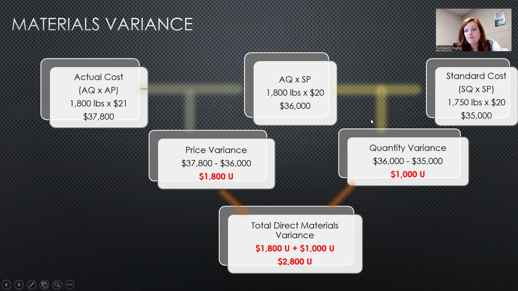Then when we compare these same factors to the standard quantity and price, that's going to tell us that it has a $1,000 unfavorable quantity difference because we had to use more material than we planned. We spent an extra $1,000. That's even if it was only $20 like we had budgeted for. So when we add those together, we get the 2,800. But now we know that the majority of it, the 1,800, came from price variance, and then 1,000 of it came from the quantity variance.